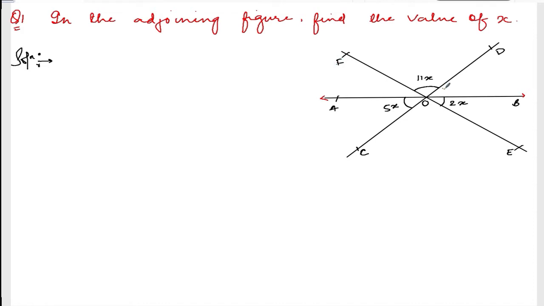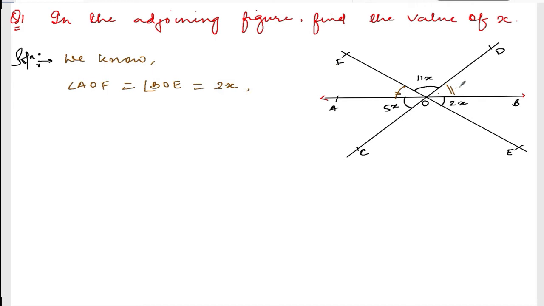Okay, now what do we know? We know that this angle and this angle will be equal, vertically opposite angles, right? This one and this one will be equal. So if I take this one, we know that angle AOF is equal to angle BOE, which is 2x, so write down 2x.